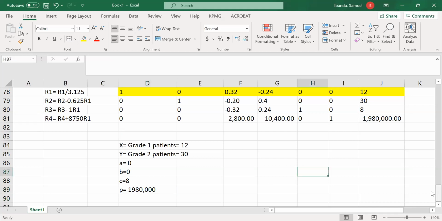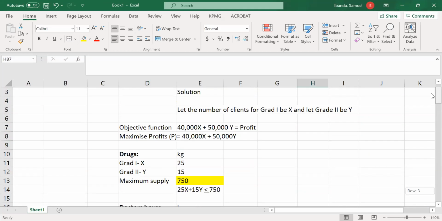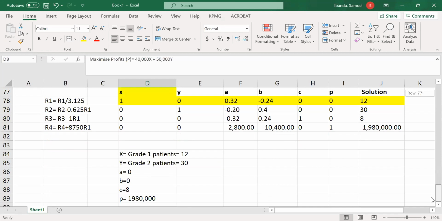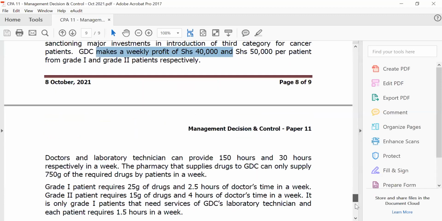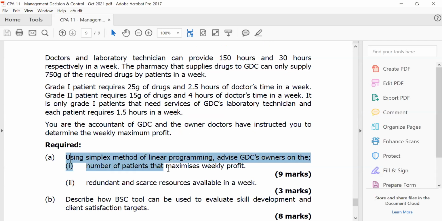Now what was P? P was the maximum. Remember, P was the profit that maximizes, the weekly maximum profit. And if you remember what the examiner asked us when you go back to our question, the examiner asked us to use the Simplex method of linear programming to advise GDC owners on the number of patients that maximize the weekly profit.